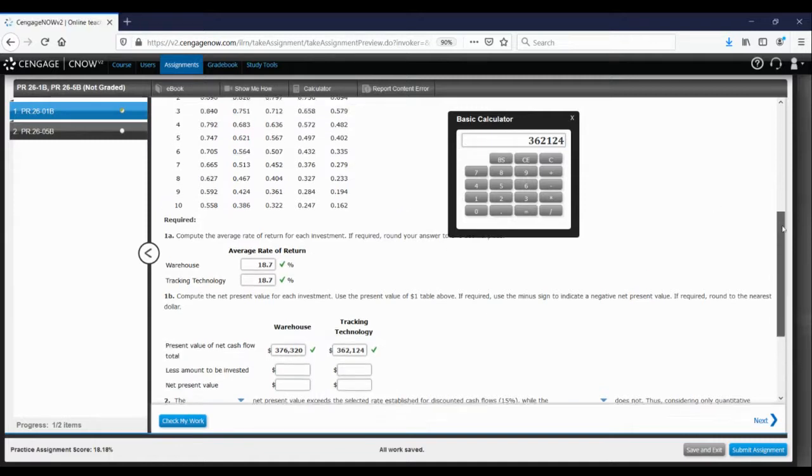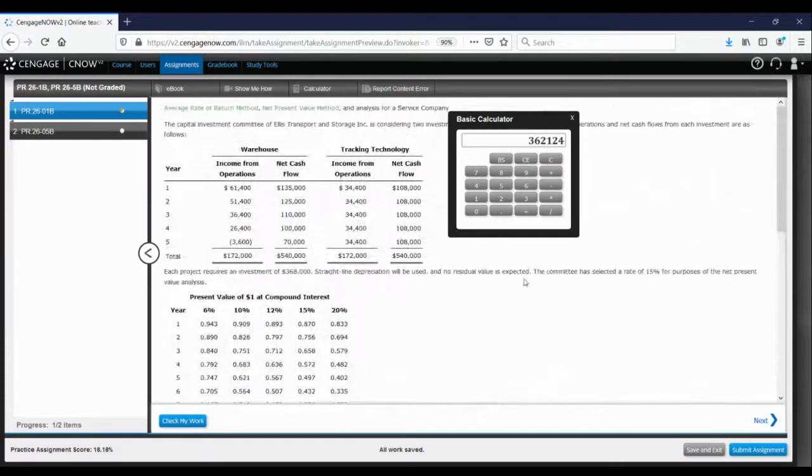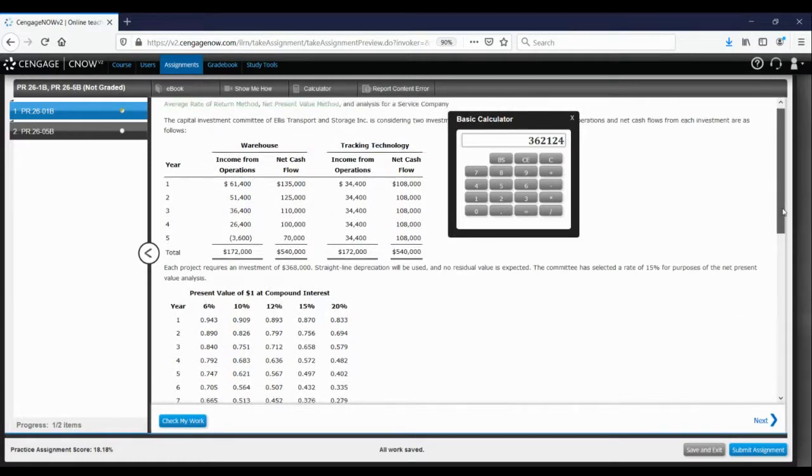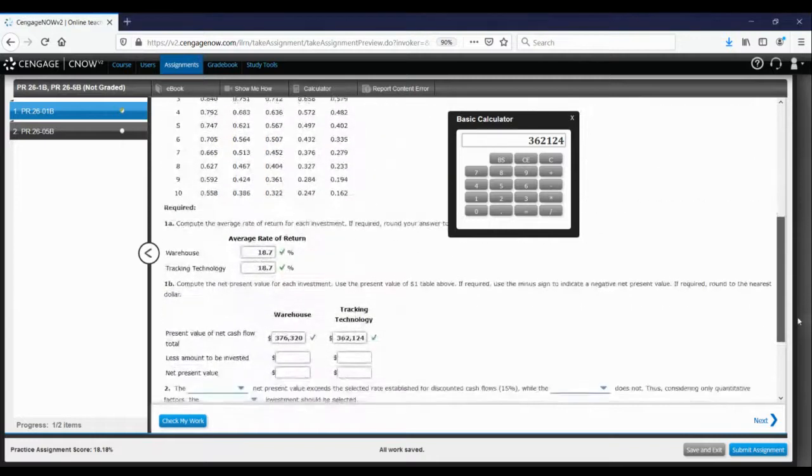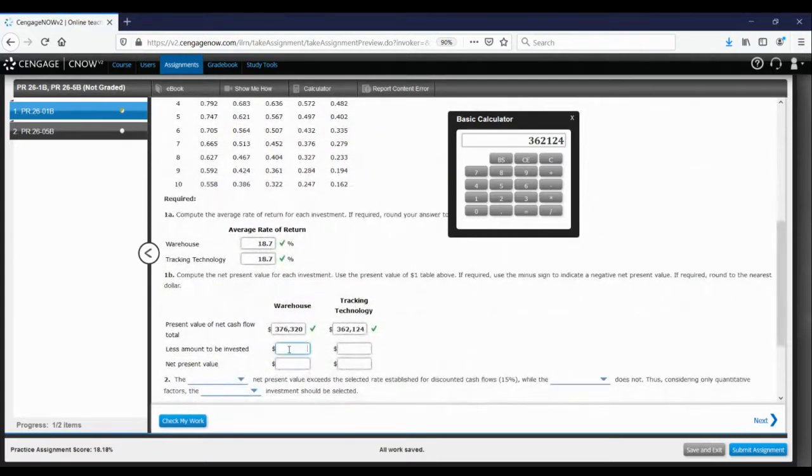The investment cost is given to you. Each project was going to require $368,000 as an investment. So I'm going to put down $368,000 as the cost of this investment. And it's also the cost of the tracking technology. Both of them had the exact same cost.